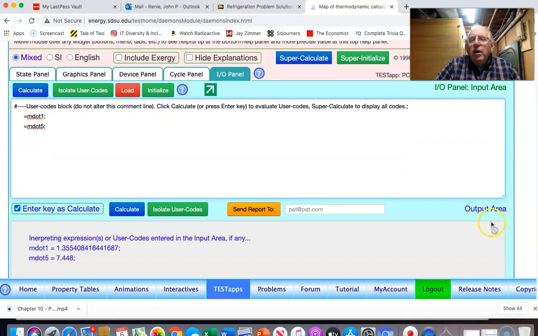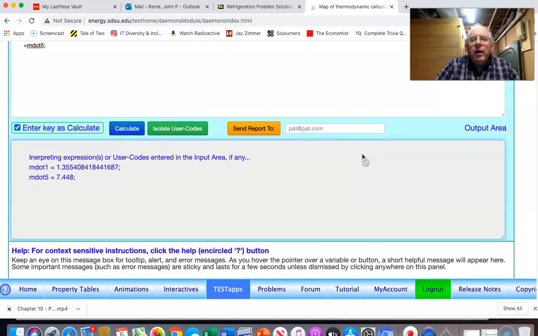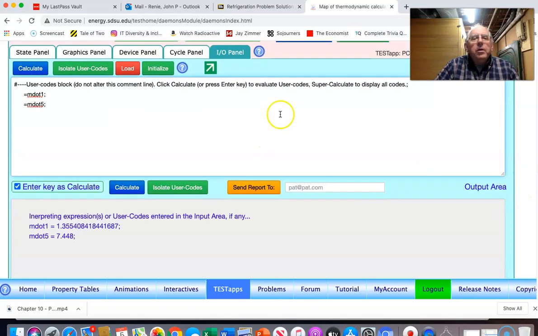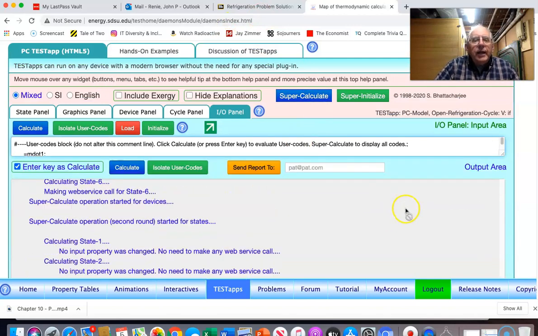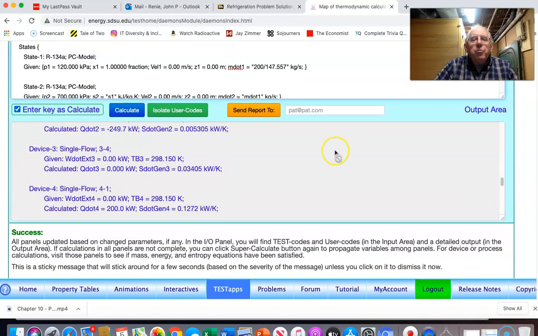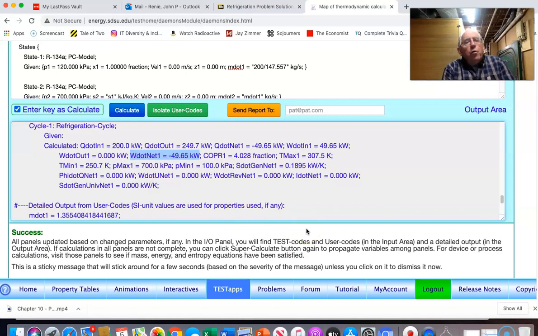And again, we also, in our output, if we are asked, it's not letting me go into my output here. Okay, I need to super calculate. And then once I super calculate, I can scroll through my output and find the piece of information that we needed to put out, and that's this value right here. And so the net work, which is the work of the compressor, is 49.65 kilowatts. And so we have the two flow rates, and we're done with the problem.